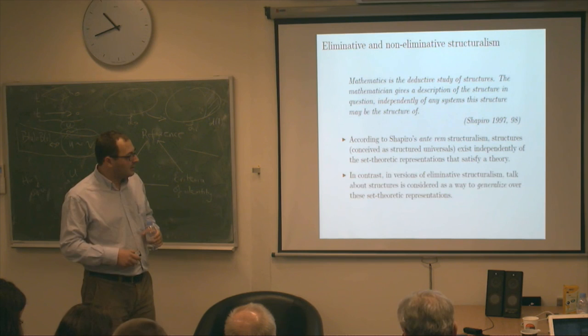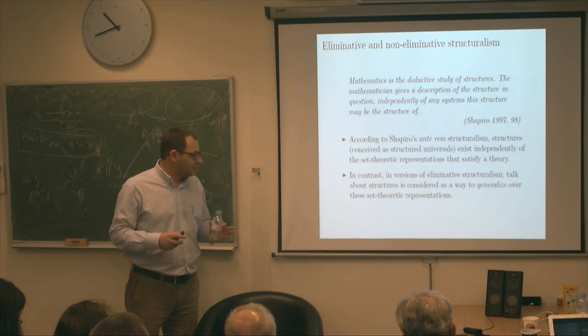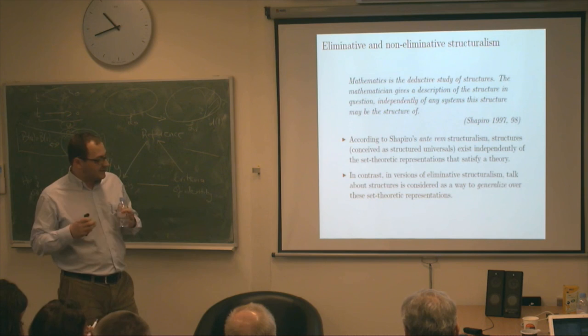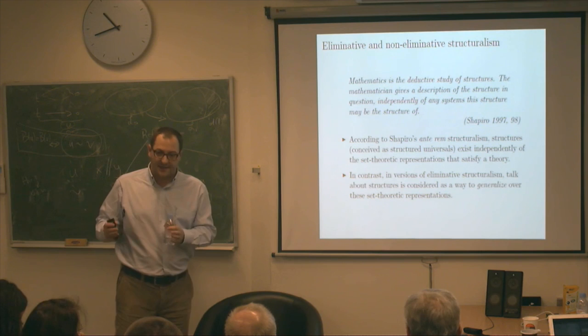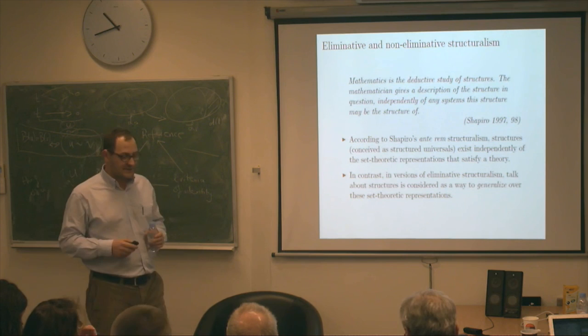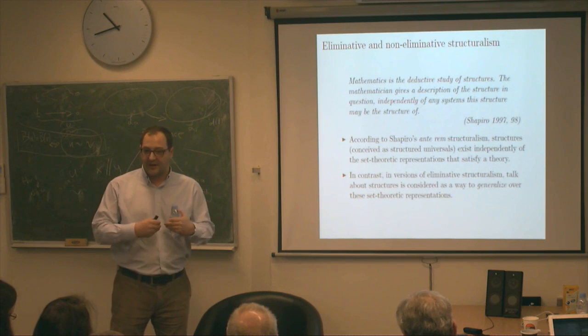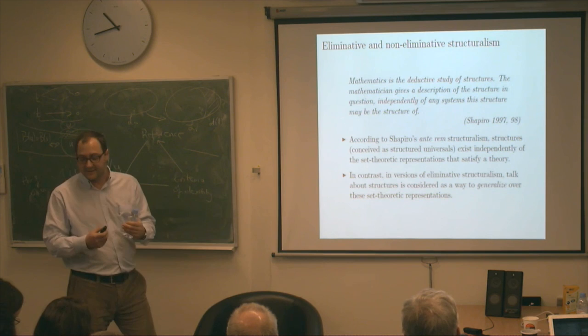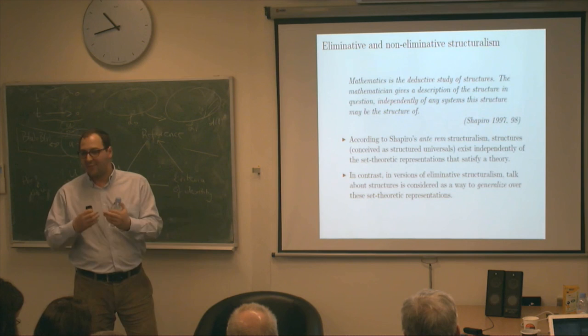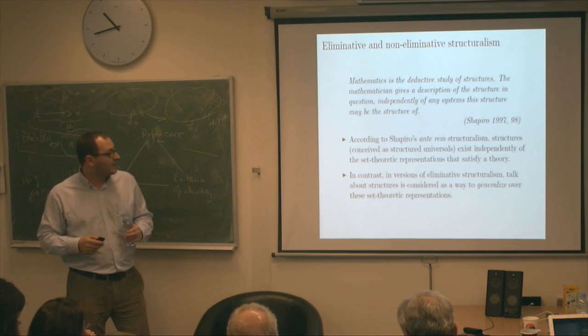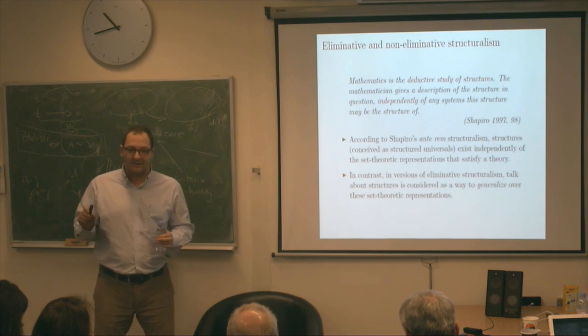In contrast, in versions of eliminative structuralism, it's usually held that mathematicians do speak about structures, but this is merely a way to generalize over all the set theoretic representations or models or systems of a theory. So the universalist approach would say that talk about structures is basically a means to generalize over models, and there is a relativist approach that would cash out this generality in terms of arbitrary reference to models. So the relativist structuralist would say that talk about structures is talk about one particular but arbitrarily chosen model. So this is more or less well known.